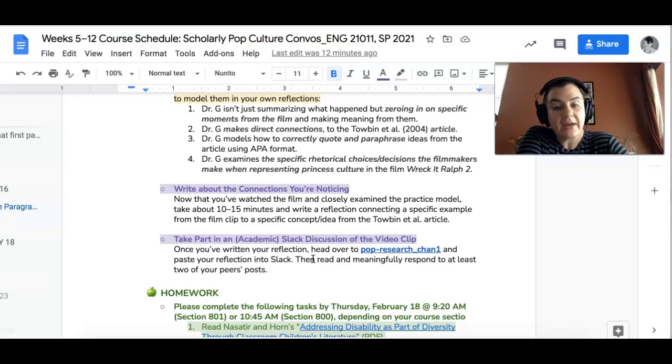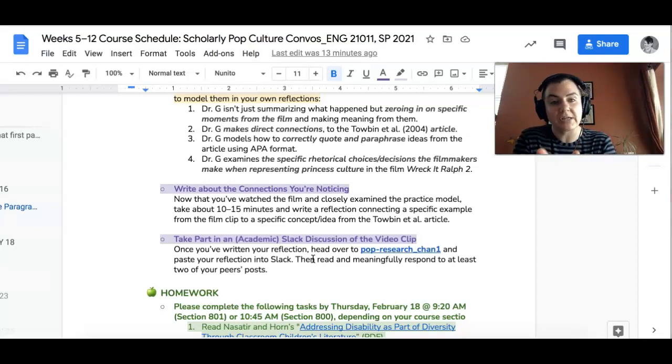So once you've done that, then what I want you to do is just to type or paste in. Most times people will write it in a Google document and then just copy what they've written and then paste that into Slack, okay? So yeah, that's what I want you to do, is just paste a reflection into Slack. And then once you've done that, meaningfully respond to at least 2 of your peers' posts. And by meaningfully respond, I mean take their ideas seriously and be like, yeah, did you also notice this one particular example? Because the idea is, in having these conversations with people, you're also training your peers to pay closer attention to the film that they're looking at, and then also closer attention to the article.